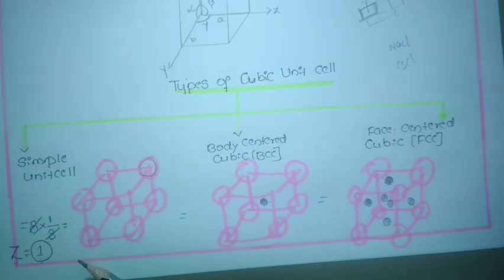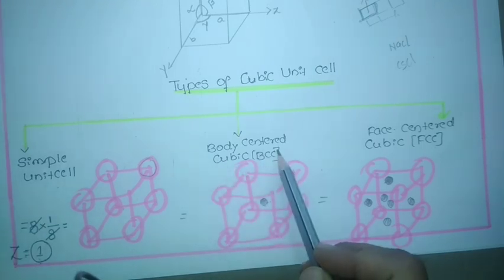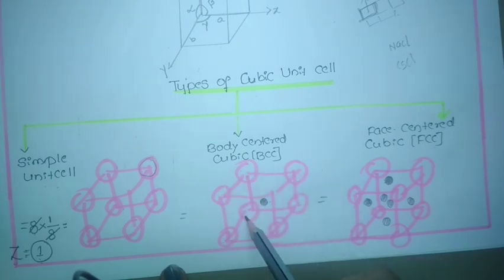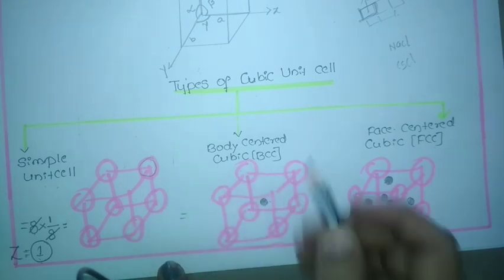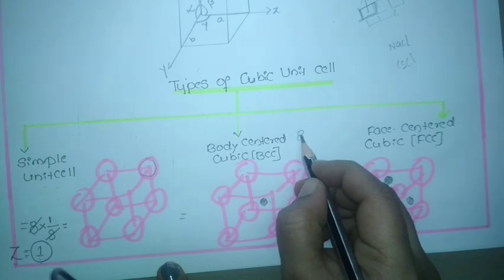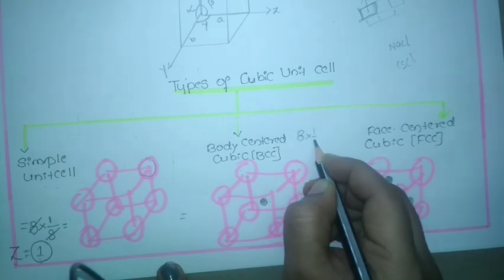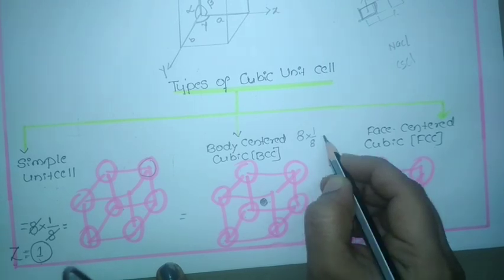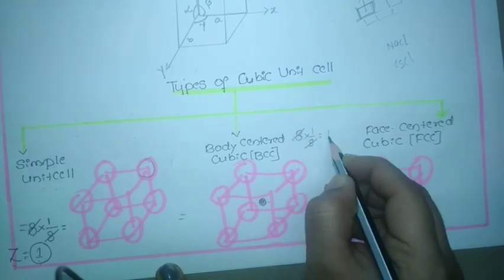Similar to the simple unit cell, now we need to calculate how many atoms there are in a body centered cubic cell. Here it is quite easy. We know that in a body centered cubic lattice, 8 atoms are present at the 8 corners. Each atom is contributed to 8 unit cells, so the number of atoms will be 1.